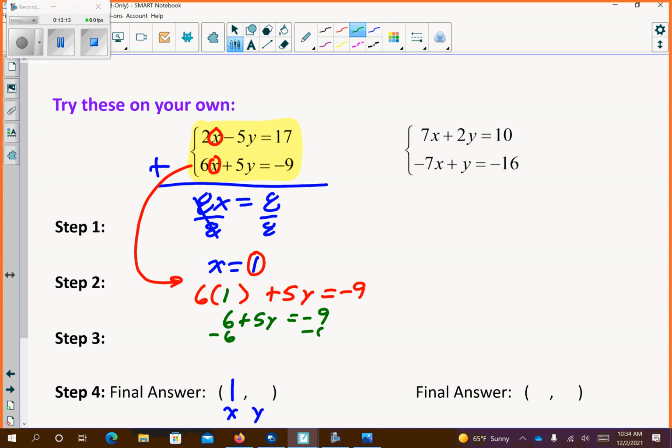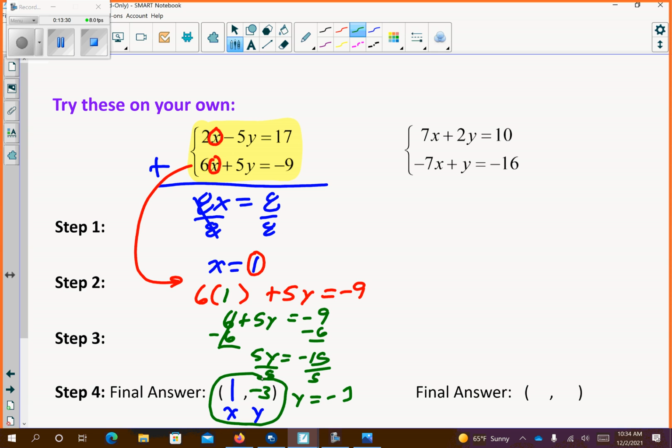Subtract 6 from both sides. 5y is equal to negative 15. Divide by 5. So I think that's y equals negative 3. So there's my answer. So it's a nice answer.